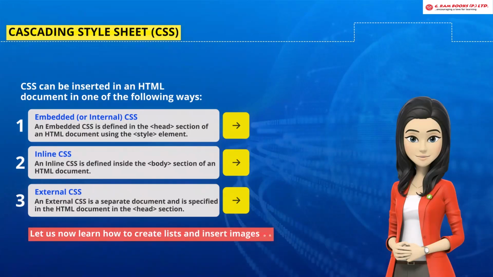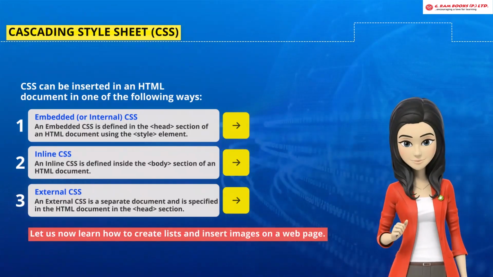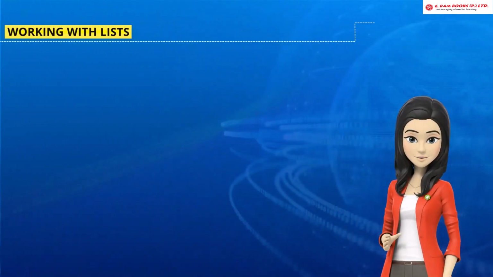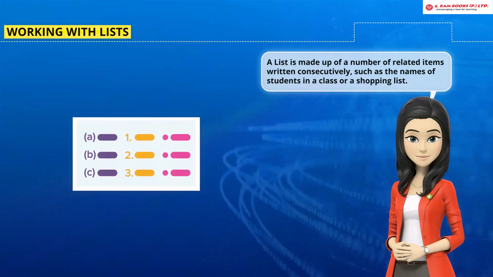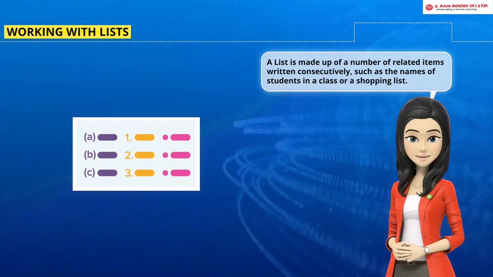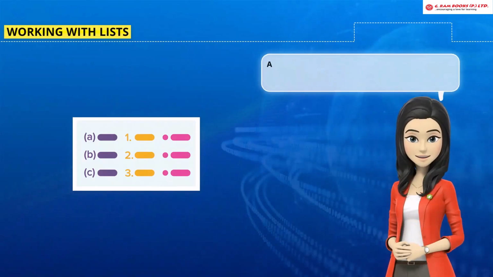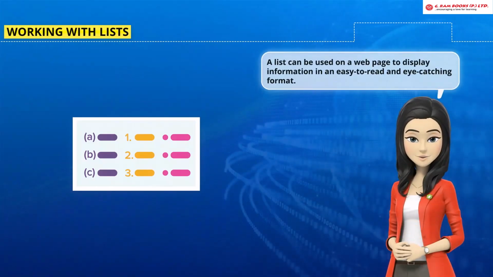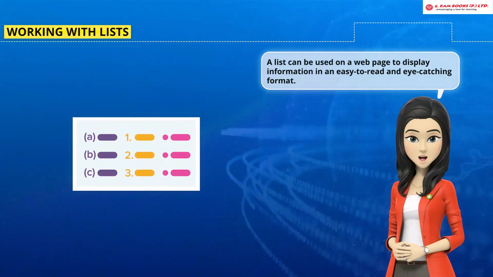Let us now learn how to create lists and insert images on a web page. Working with lists. A list is made up of a number of related items written consecutively, such as the names of students in a class or a shopping list. A list can be used on a web page to display information in an easy-to-read and eye-catching format.